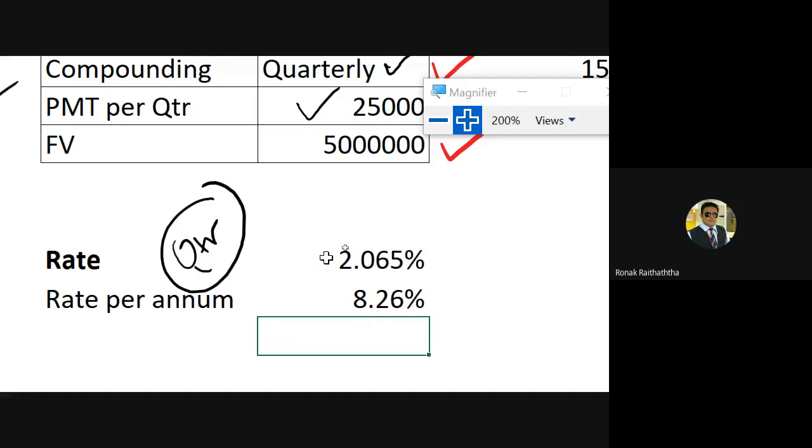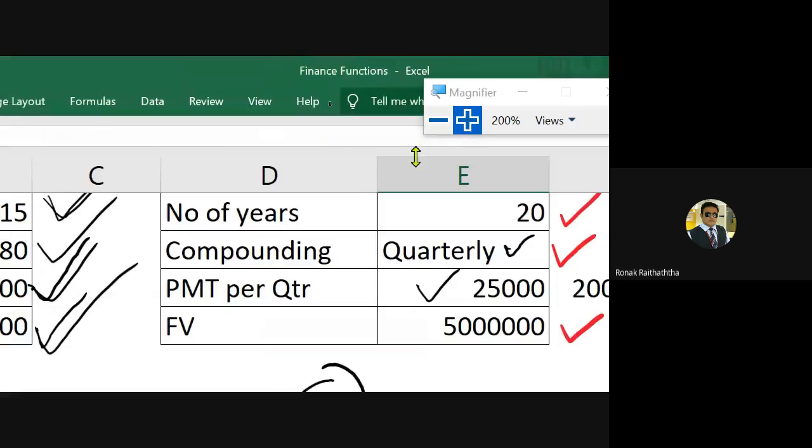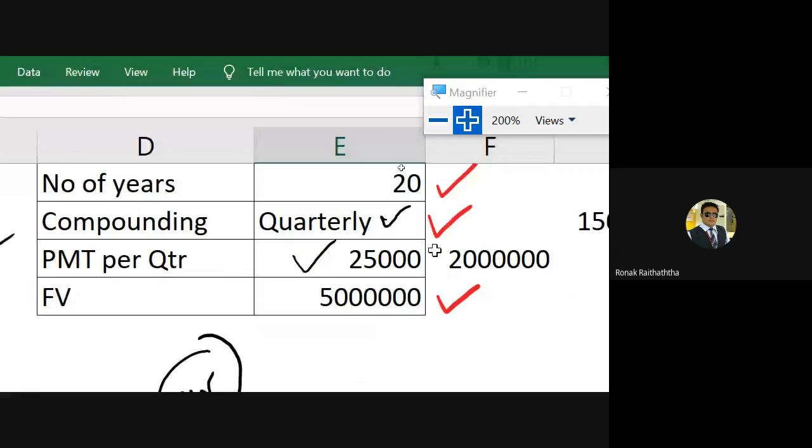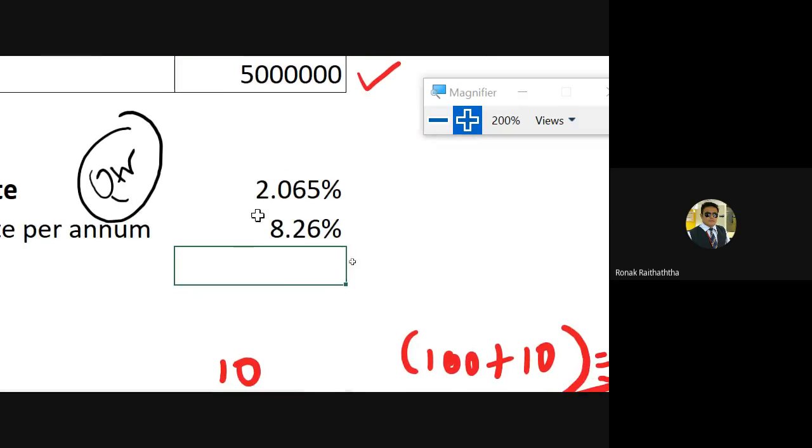If someone comes to you and says that you will have to invest 25,000 on every quarter, and I would give you 50 lakhs rupees after 20 years, you should straight away reject this proposal, because the rate of return you get on yearly basis is coming at 8.26%, which is not at all a moderate return too. Even certain debt funds give more return than this.